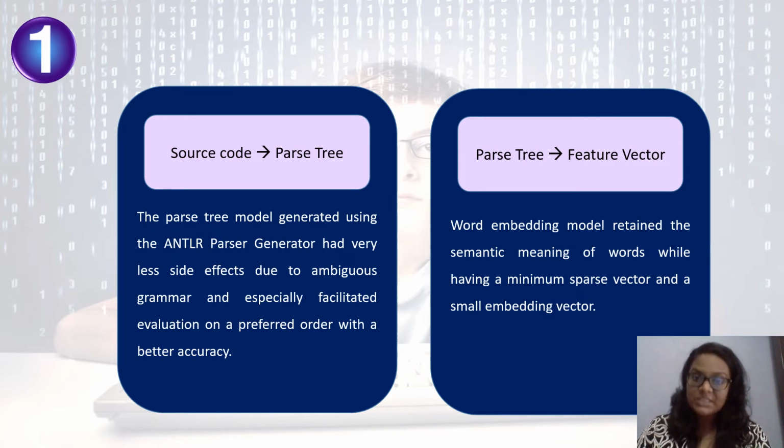And then when converting the parse tree into a feature vector, we use the word embedding model mainly because it retained the semantic meaning of words, and also gave a minimally sparse vector and a small embedding vector compared to the count vectorizer and TF-IDF vectorizer. These were the advantages of using the word embedding model.